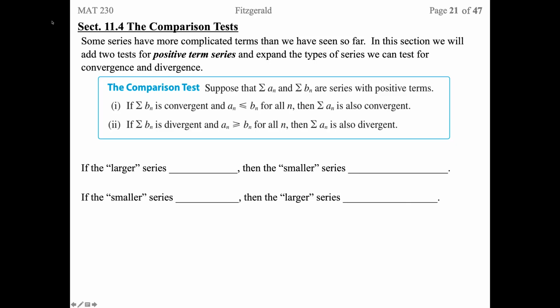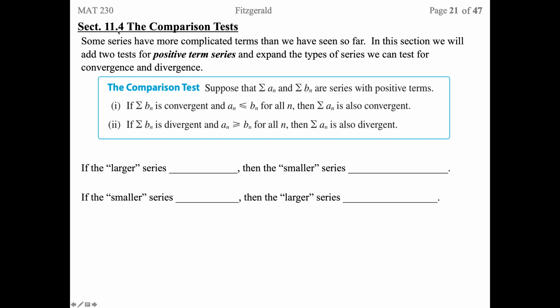All right, welcome to section 11.4, the comparison tests. Some series have more complicated terms than we have seen so far. In this section, we will add two tests for positive term series and expand the types of series we can test for convergence and divergence.